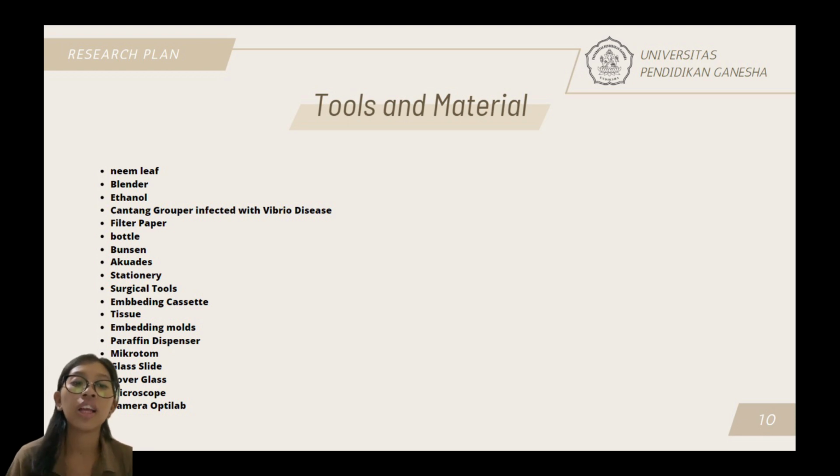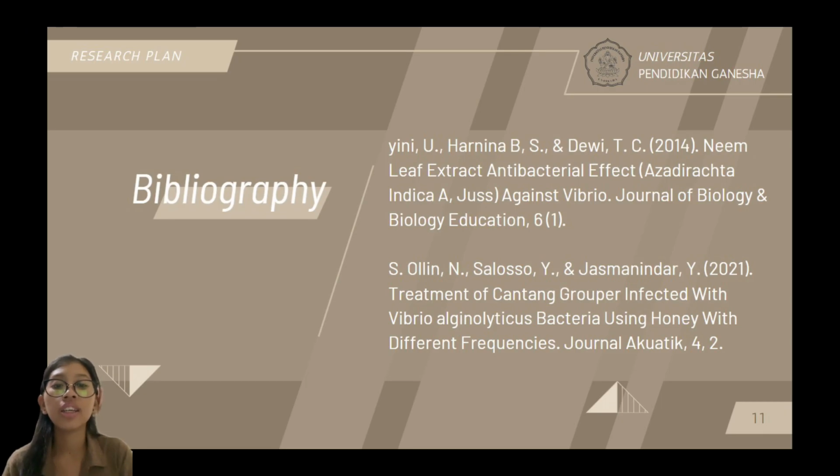The following are the tools and material needs. For the first is neem leaves, blender, ethanol, Cantang grouper infected with Vibrio disease, filter paper, bottle, bunsen, distilled water, stationary surgical tools, cassette embedding, tissue embedding molds, paraffin dispenser, microtome, glass slide, glass cover, microscope, and optical camera. Here are the source materials that I use for my research plan.